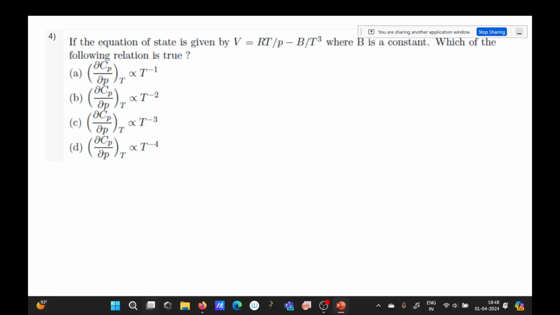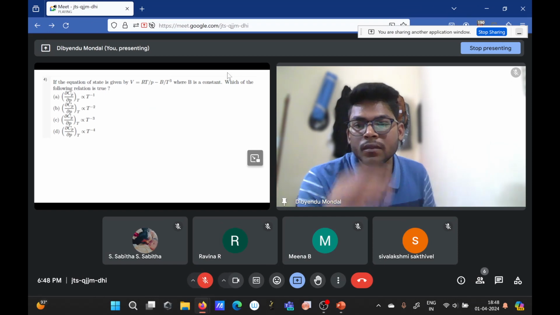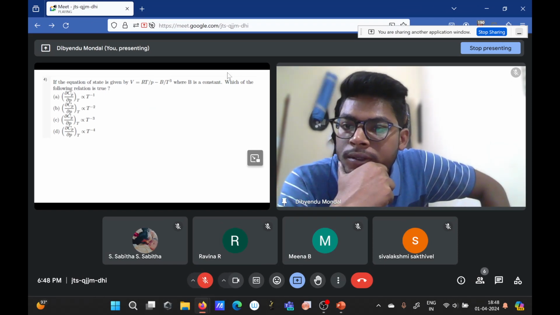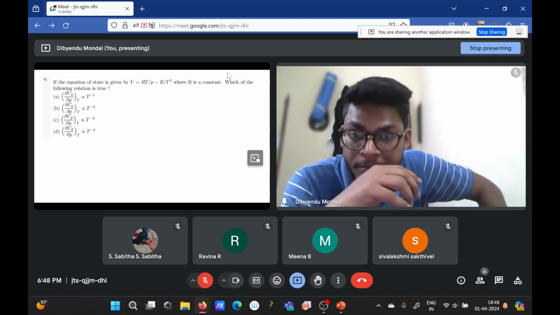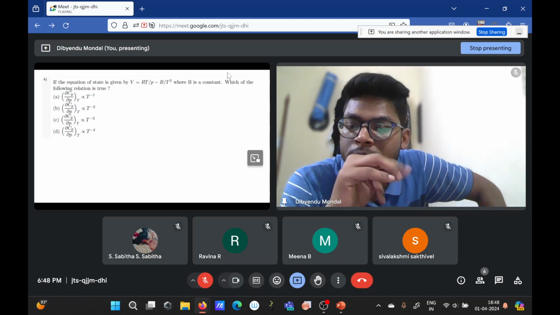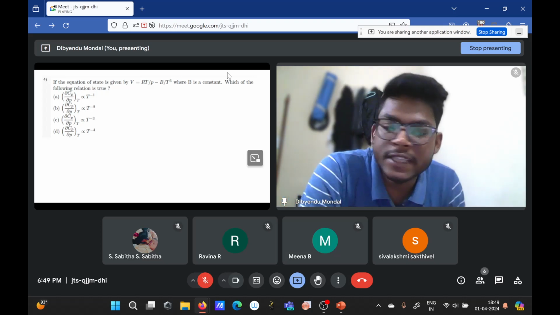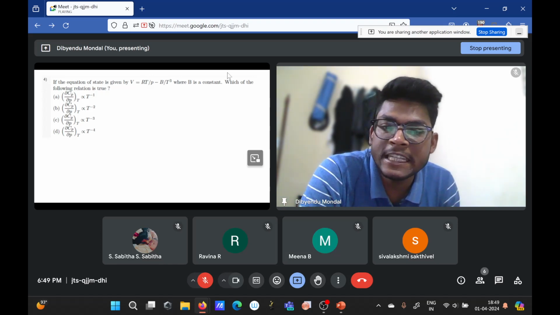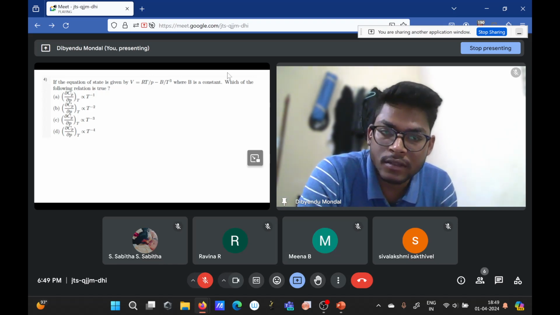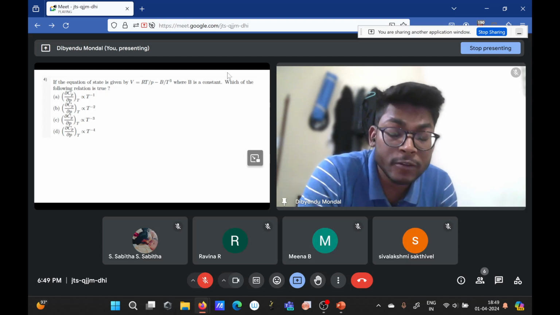Okay, so if the equation of state is given by V is equal to RT by P minus B by T cube, where B is a constant, which of the following is true? First, we have to find the expression for del Cp by del P at constant T in terms of that. Because the equation of state is given, we need to know what kind of differential we can get after getting the expression for del Cp del P at constant T.